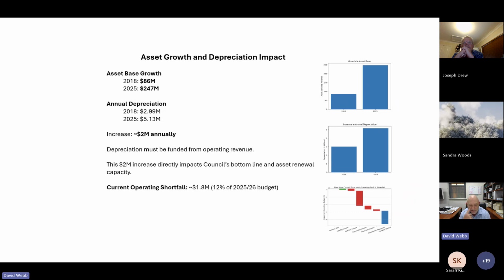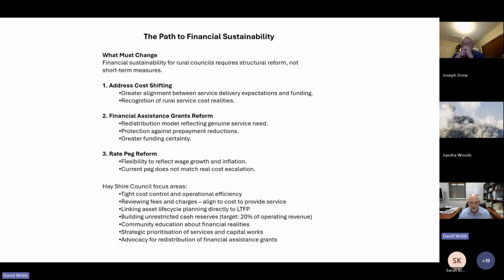So as we can see, we're going to be around 1.8 million short for the 25-26 budget. So it's about 12% of that. That's what we're looking at. And unfortunately, it's not going to be so much of a cash issue for us, which is very important to understand. It's not going to affect our cash position, but overall, it is going to affect our asset renewals down the track. Just my last slide too.